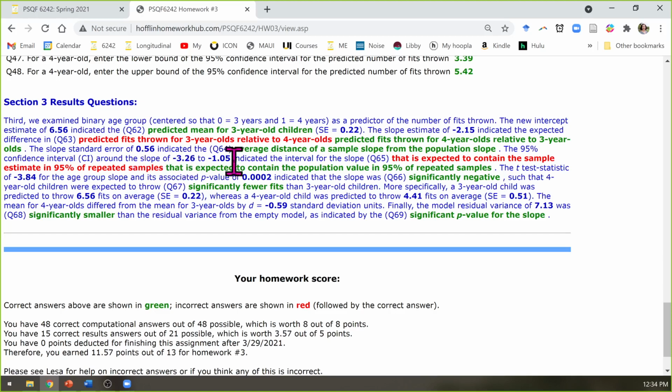So it should be 4-year-olds relative to 3-year-olds, because the intercept in this model gives you the predicted outcome for 3-year-olds because they are the group coded 0. The slope coefficient then gets you from the 3-year-olds to the 4-year-olds. And in this case, 4-year-olds throw significantly fewer fits, which is why the slope coefficient is negative. If it were worded the other way, the slope coefficient would have to be positive to talk about how 3-year-olds differ from 4-year-olds.